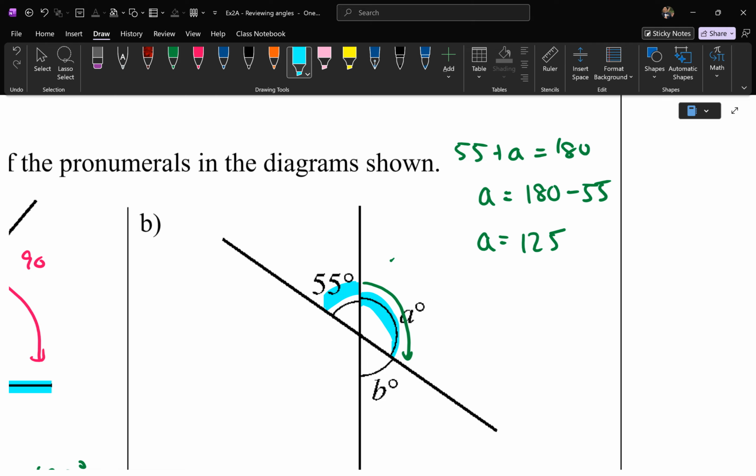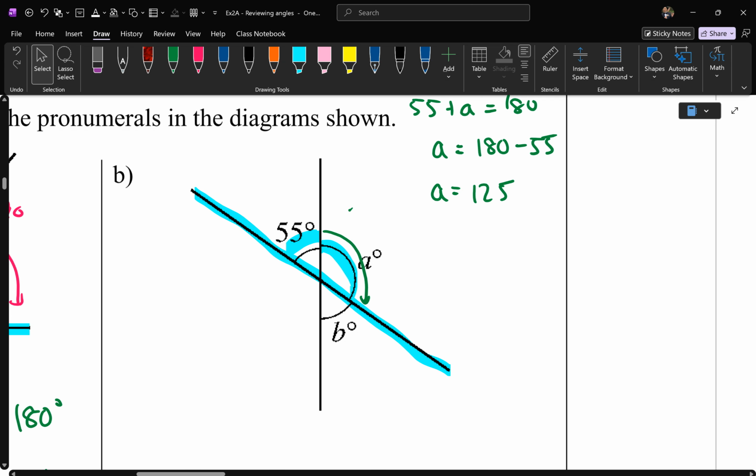That's a straight angle. That's a straight line right now. So this straight line has to add up to 180. So 55 plus A is 180. How do I find A? It's the missing amount. So 180 subtract 55 gives me 125, and that tells me A. Okay. And then how did you do for B?